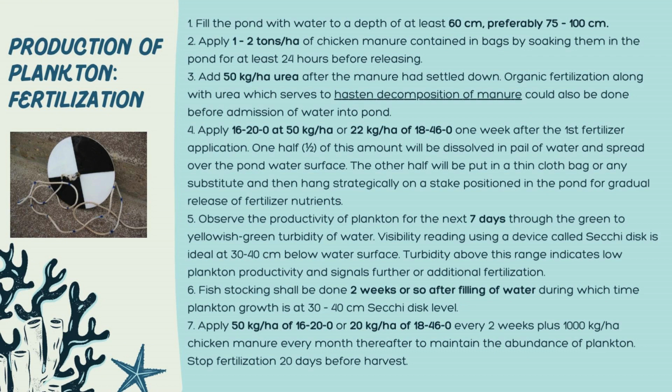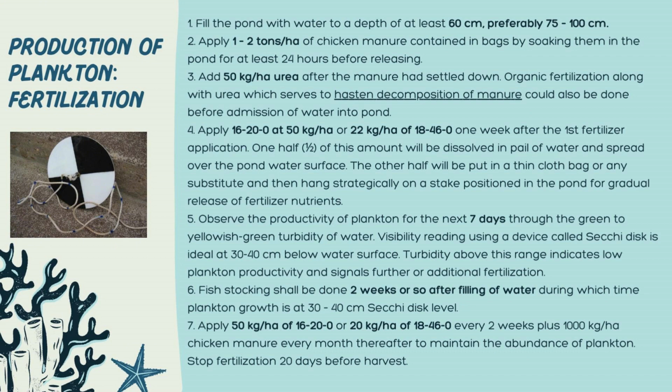Visibility reading using a Secchi disc is ideal at 30 to 40 centimeters below water surface. Turbidity above this range indicates low plankton productivity and signals further or additional fertilization. Fish stocking shall be done 2 weeks or so after filling the water, during which time plankton growth should be about 30 to 40 centimeters Secchi disc level.